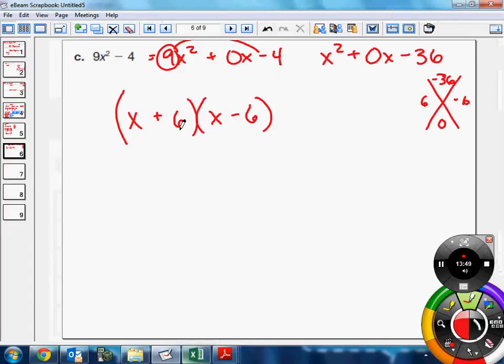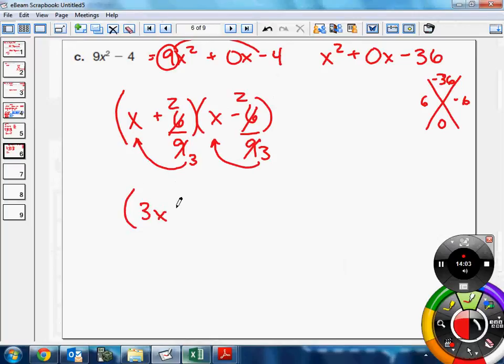I can see that these are going to need to be divided by 9. And they can also simplify down. So this becomes a 2 and a 3. This becomes 2 and 3. And I can bring those 3's out to the front as coefficients. So it becomes 3x plus 2 and 3x minus 2.